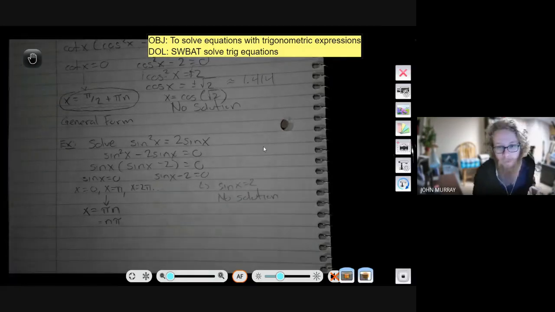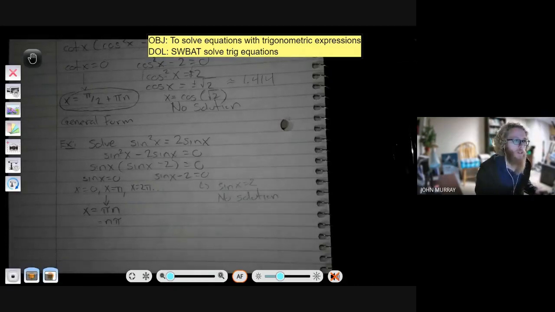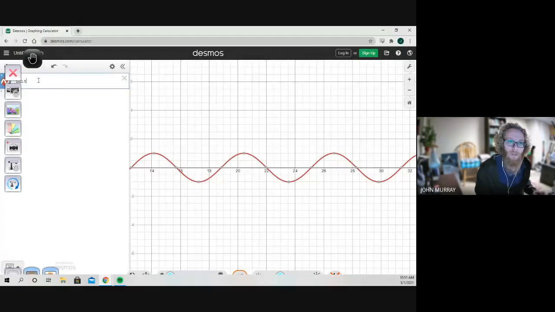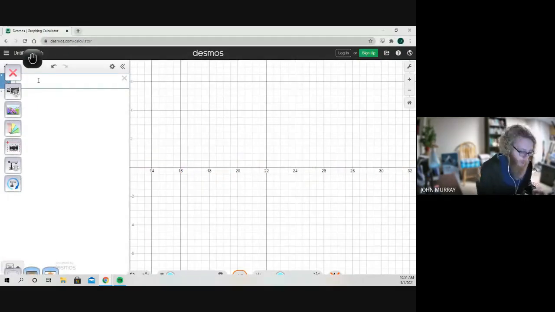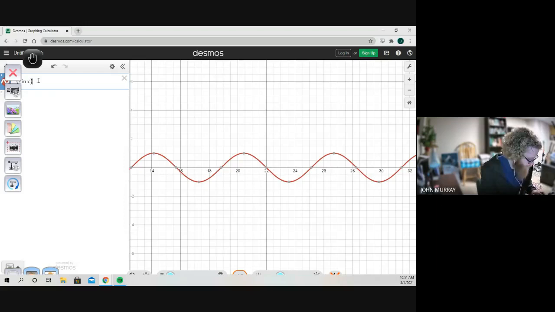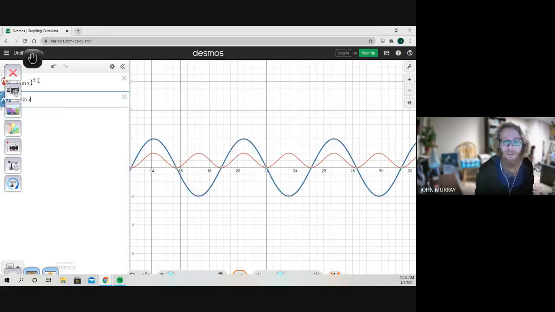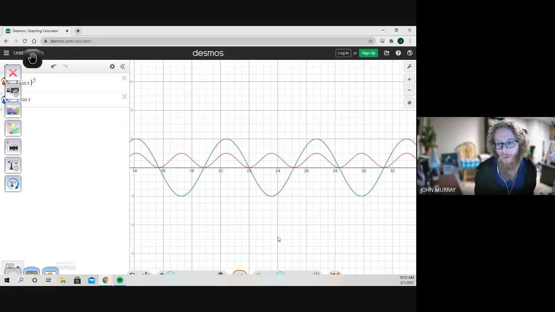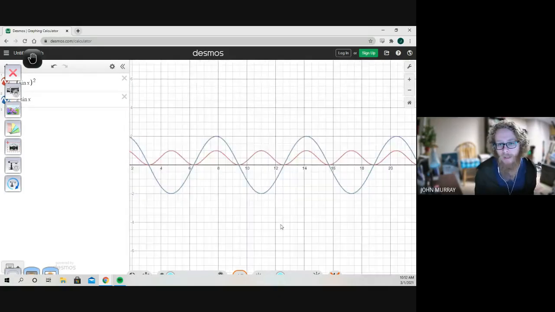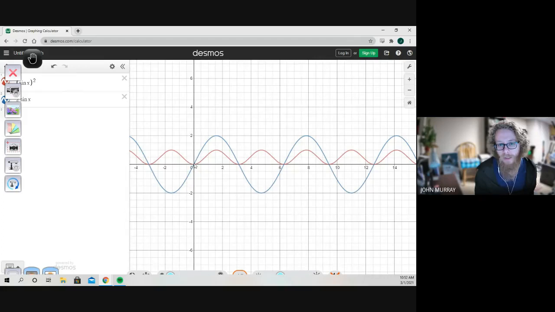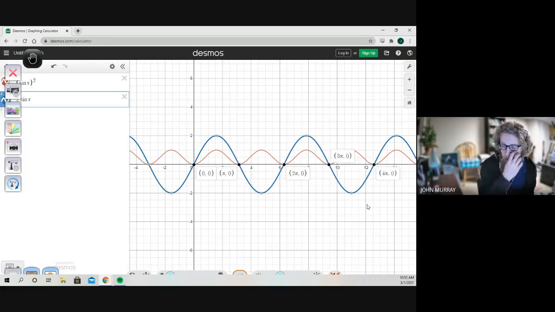And then also, you can graph both equations, right? I can graph sine squared and then 2 sine of x, and I can check those answers. So I'll do sine of x squared and then 2 sine of x. All right, so I'm looking for where they intersect. Well, they intersect at 0. They intersect at pi, at 2 pi, 3 pi, 4 pi. And you can see the solution there as well.